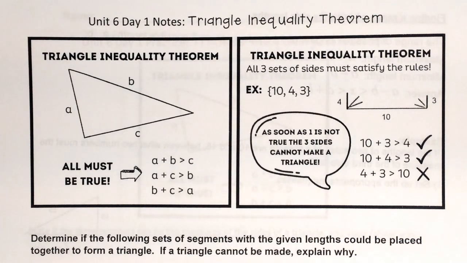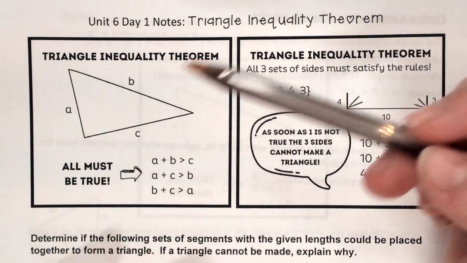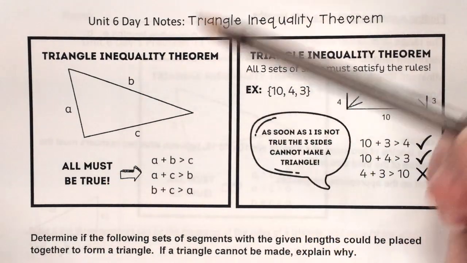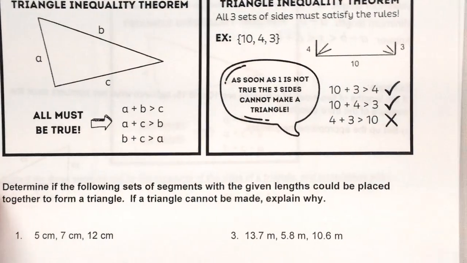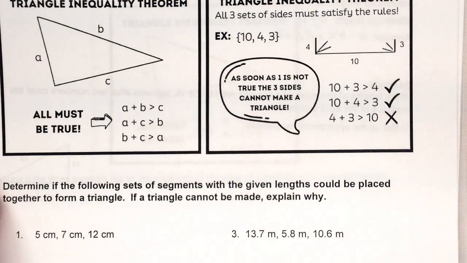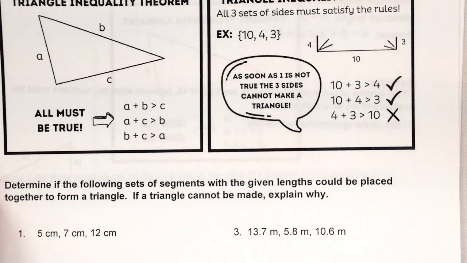Okay, so we're talking about the triangle inequality theorem. It's pretty much helping you decide what side lengths can make a triangle. Somebody took my little pieces. Okay, if I had pieces to make a triangle.